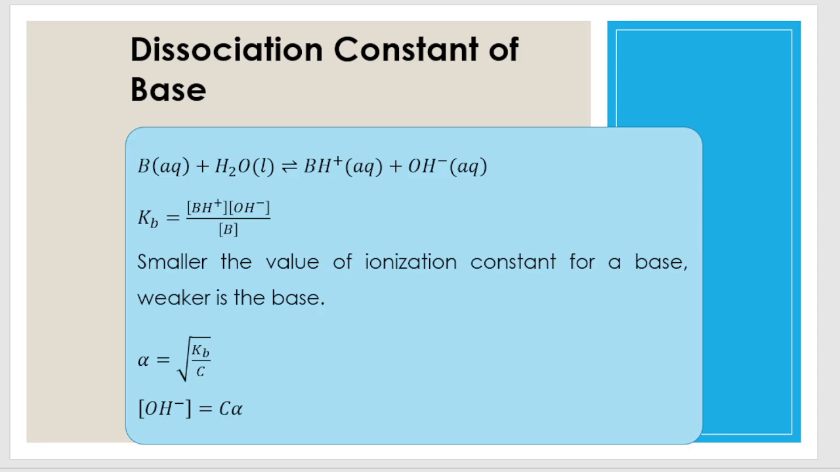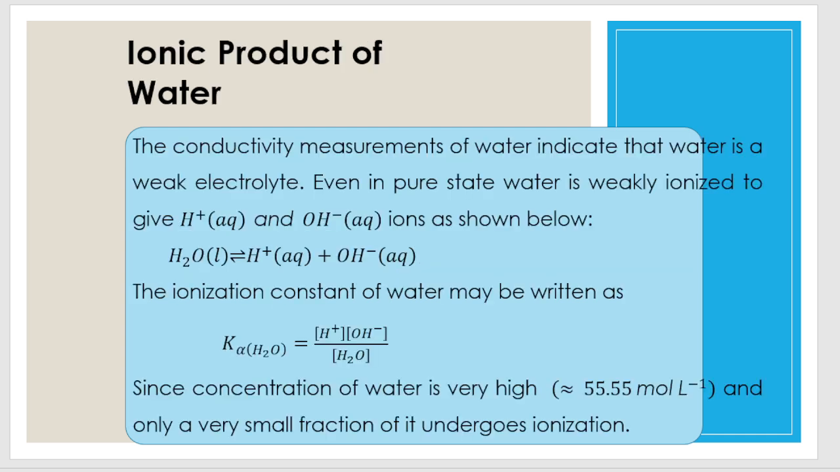Now, let us see what is the ionic product of water. Ionic product of water is nothing but the H plus ion concentration into the OH minus ion concentration. It is represented by the letter Kw, which is nothing but H plus into OH minus. This is the ionic product of water.